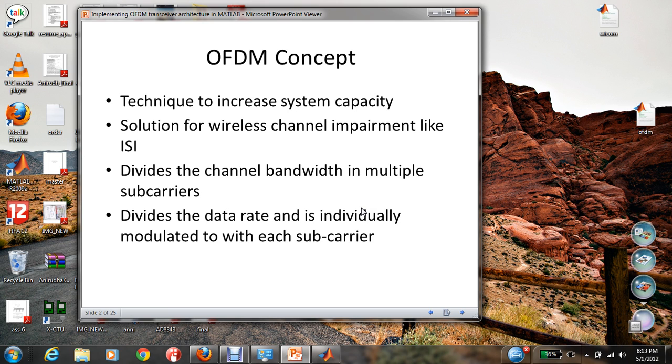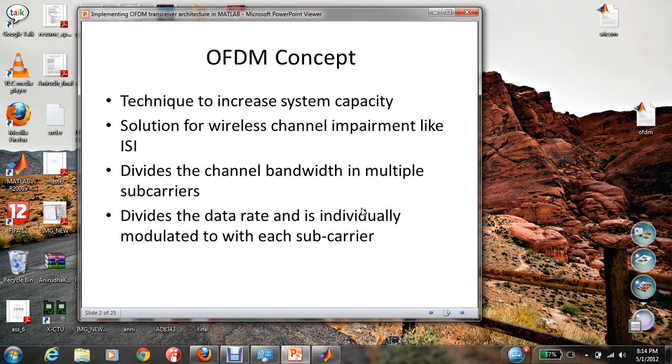Intersymbol interference is basically caused by multipath. A multipath is obtained by a signal being reflected off different objects. So if a signal is reflected off a different object, and then after a certain time interval is again reflected, then these two different symbols, delayed by a particular time instant, will interfere with each other, and the resultant symbol will be an intersymbol interference.